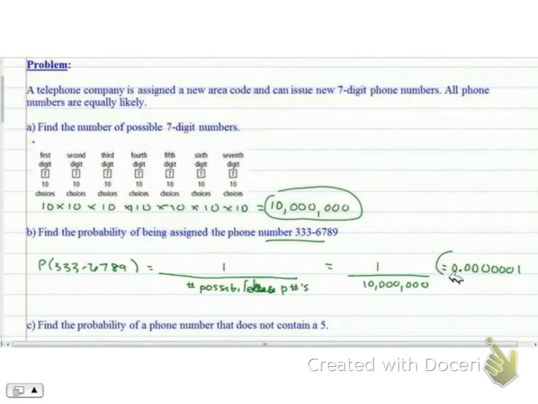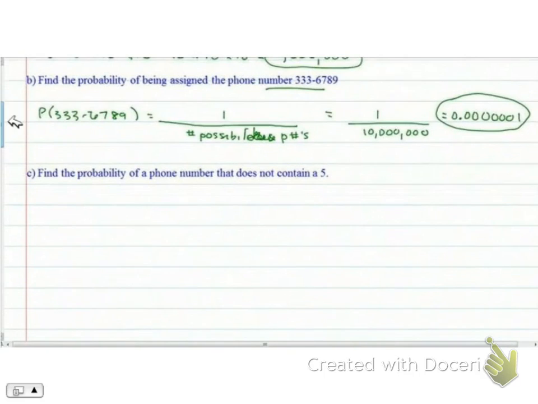So here is our answer right here. All right, let's move on to C. So here we need to find the probability of a phone number that does not contain a 5. So first, we're going to use the fundamental counting principle to find the number of phone numbers that do not contain 5. So for each digit, there are 9 choices except 5, right?